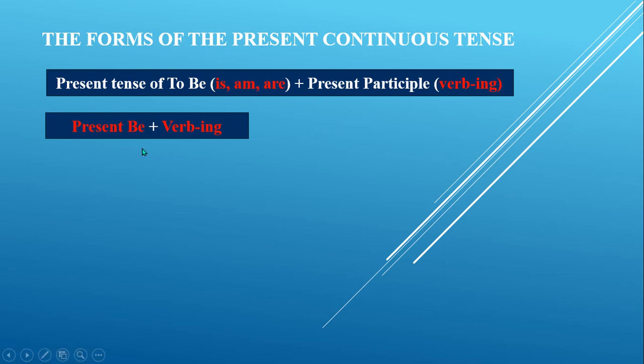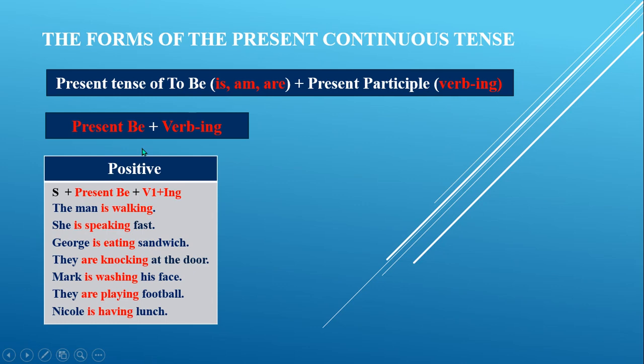Now we are going to take a closer look at these forms of the present continuous in three different forms: the positive, negative, and question. And now we have the positive form on the screen. The pattern is subject, present be plus verb ing. And all the forms of present continuous are like this, as you might notice. The first, the man is walking. She is speaking fast. George is eating sandwich.